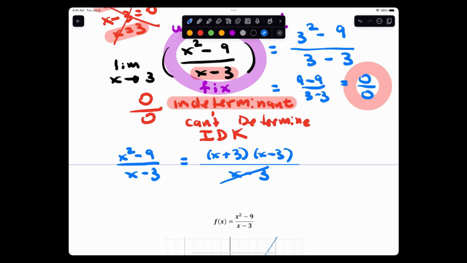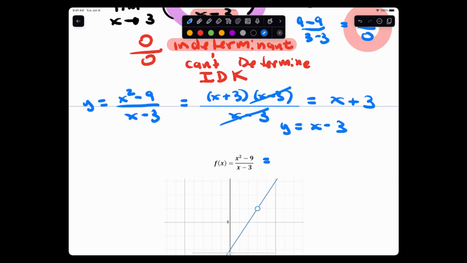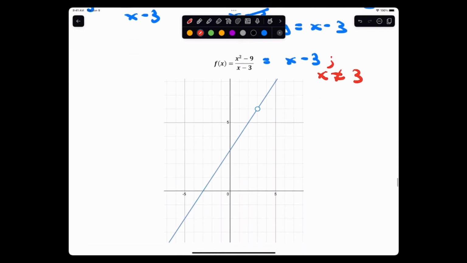So what do you guys do? You cancel the x minus 3, and what do you get? x plus 3. So you go, what? You mean that rational can be simplified by factoring and canceling? Yeah, now this is y equals, and this is y. So in other words, that curve, ladies and gentlemen, is really equal to x minus 3, but x can't be 3. You got to throw 3 out.